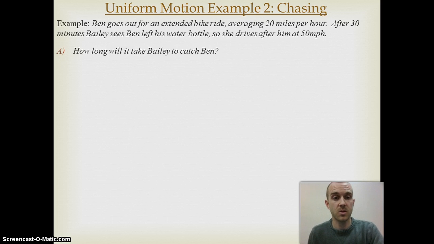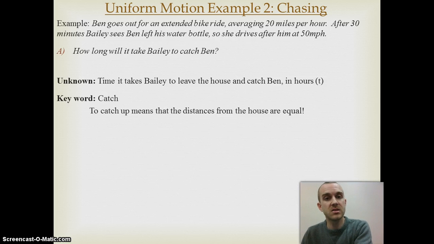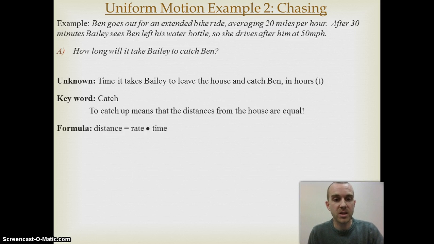So let's look at just the first one. How long? So this is in relationship to Bailey. How long does it take her to catch Ben? And so since we're dealing with miles per hour for our unit, we need her time to be in hours. Now a key word here is that idea of catching up. And when we catch up, that means that we've traveled that same distance from our original destination, which was their house. That means the distances of both Ben and Bailey have to be the same. And that allows us to set up a unique equation.